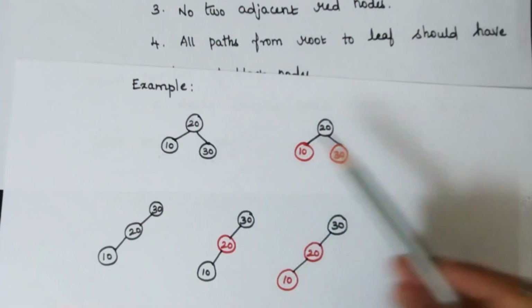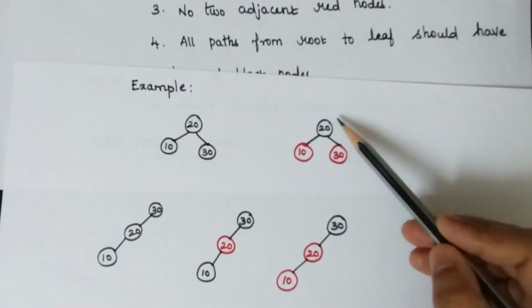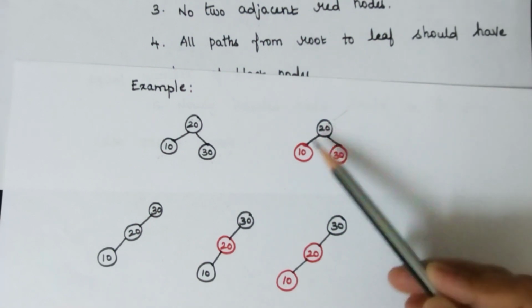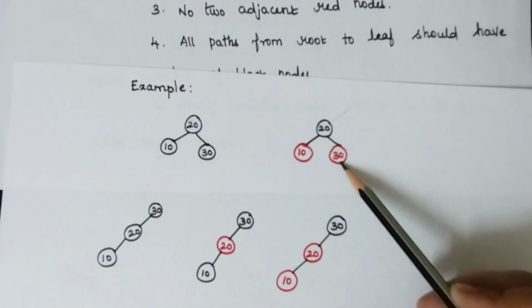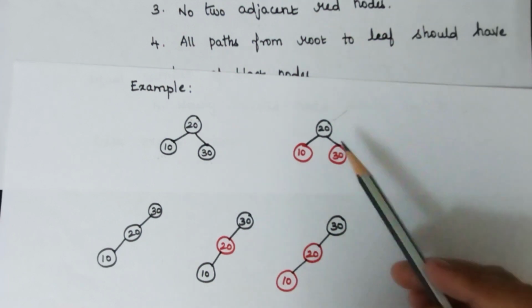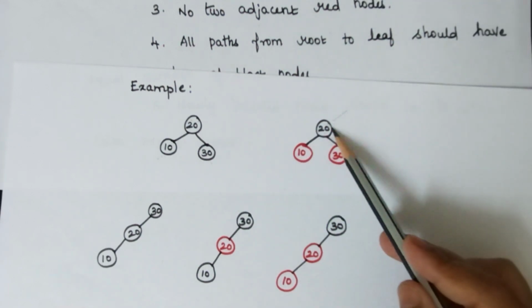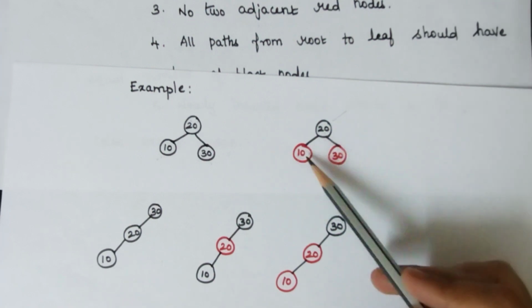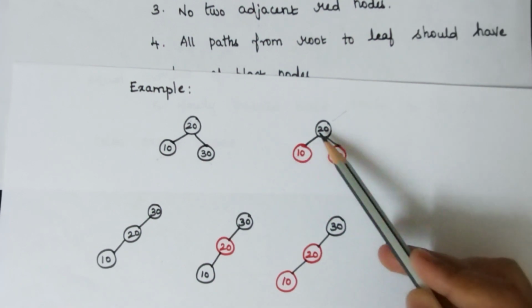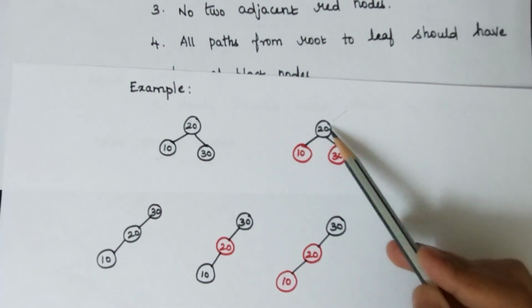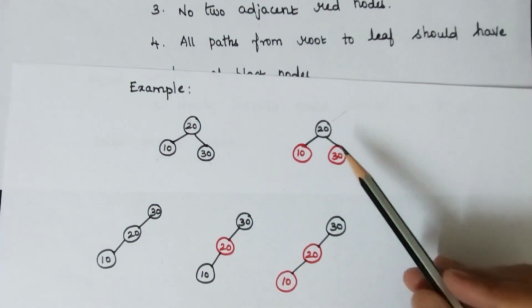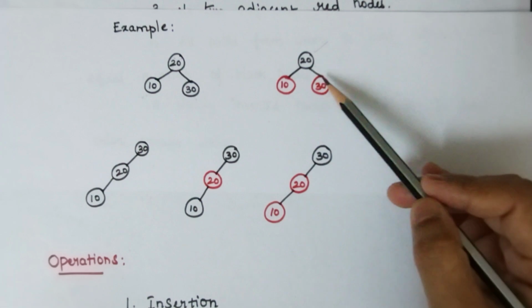The same properties can be checked for this tree also. Here the root node is black, and when we check the number of black nodes, in this path we have 1 black node, and in this path also we have 1 black node. All the nodes are colored either black or red. And there are no 2 adjacent red nodes, right? Here we have a red node and a black node, and here also we have a black node and a red node. There are no 2 consecutive red nodes in any of the paths. So this is the important property that we should make sure of.